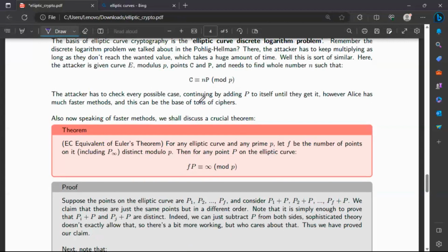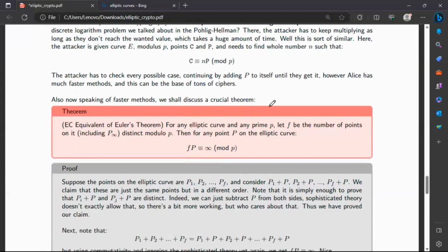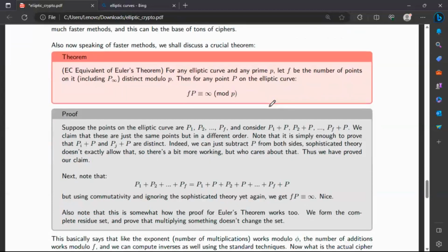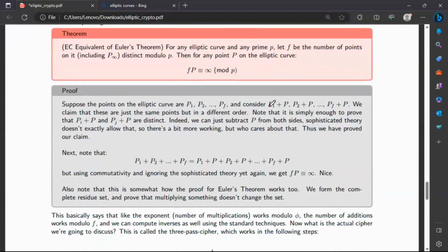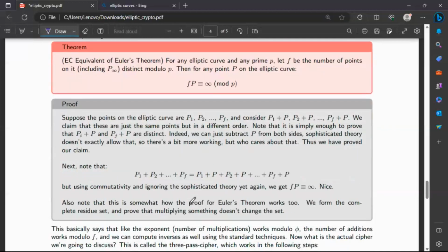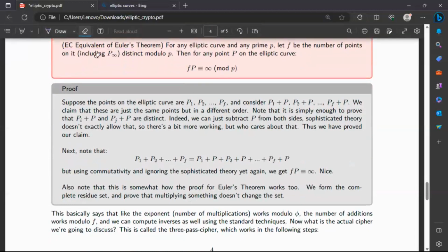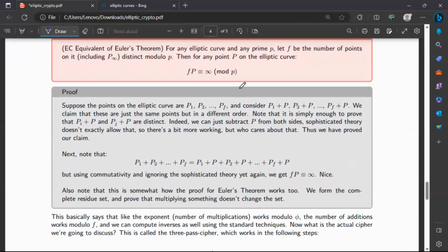Okay, nice. So the attacker has to check every possible case, adding P to itself on and on. And Alice has much faster methods. For example, she can do P plus P, 2P, 2P plus 2P, 4P, and so on. So, kind of like that. Now we'll discuss an actual cipher. This is basically the base of a lot of ciphers, but we'll discuss another cipher which I like a lot, which depends on a theorem that is the elliptic curve equivalent of Euler's theorem in number theory in the integers.